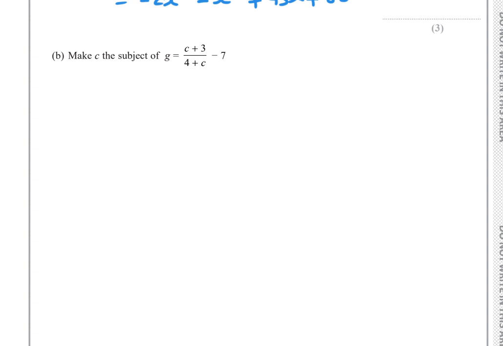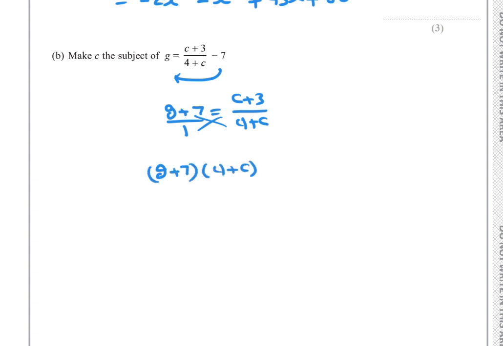B, make C the subject of G equals (C plus 3) over (4 plus C) minus 7. Now we can transpose negative 7 to the other side as positive. So G plus 7 equals (C plus 3) over (4 plus C). G plus 7 can be written as G plus 7 over 1, then cross multiply. So G plus 7 times 4 plus C equals C plus 3.